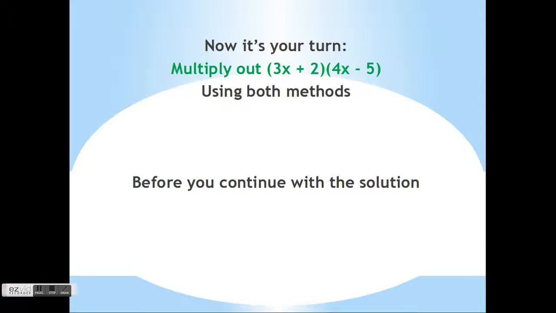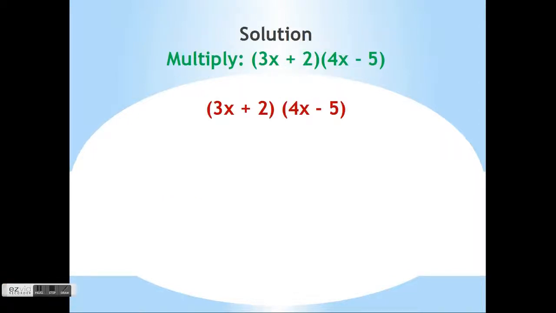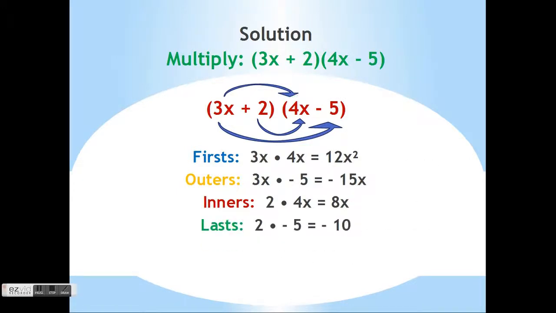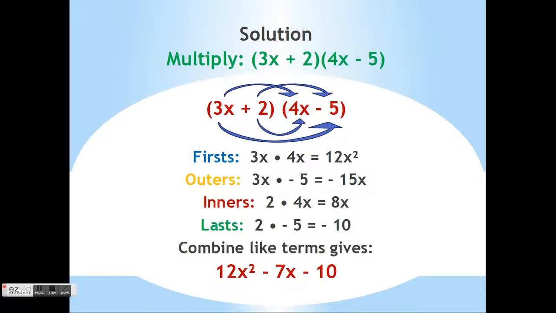And now it's your turn. Multiply 3x plus 2 and 4x minus 5. You may want to pause while you work on this. Here's the solution using the FOIL method. You multiply the two first terms and get 12x squared. Multiply the two outer terms and you get a negative 15x. Multiply the two inner terms, you get 8x. And multiply the two last terms, you get negative 10. Combining terms, we get 12x squared minus 7x minus 10.